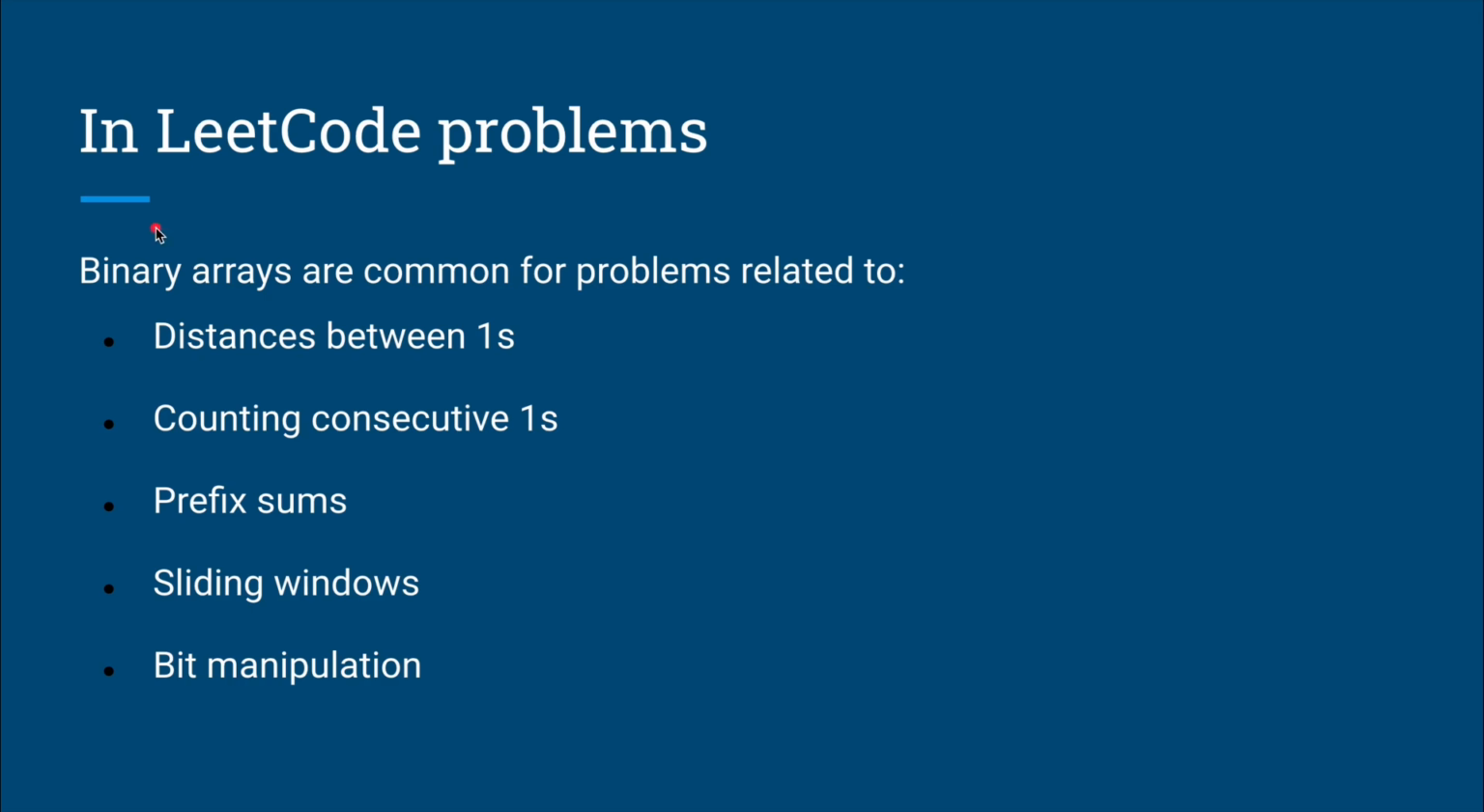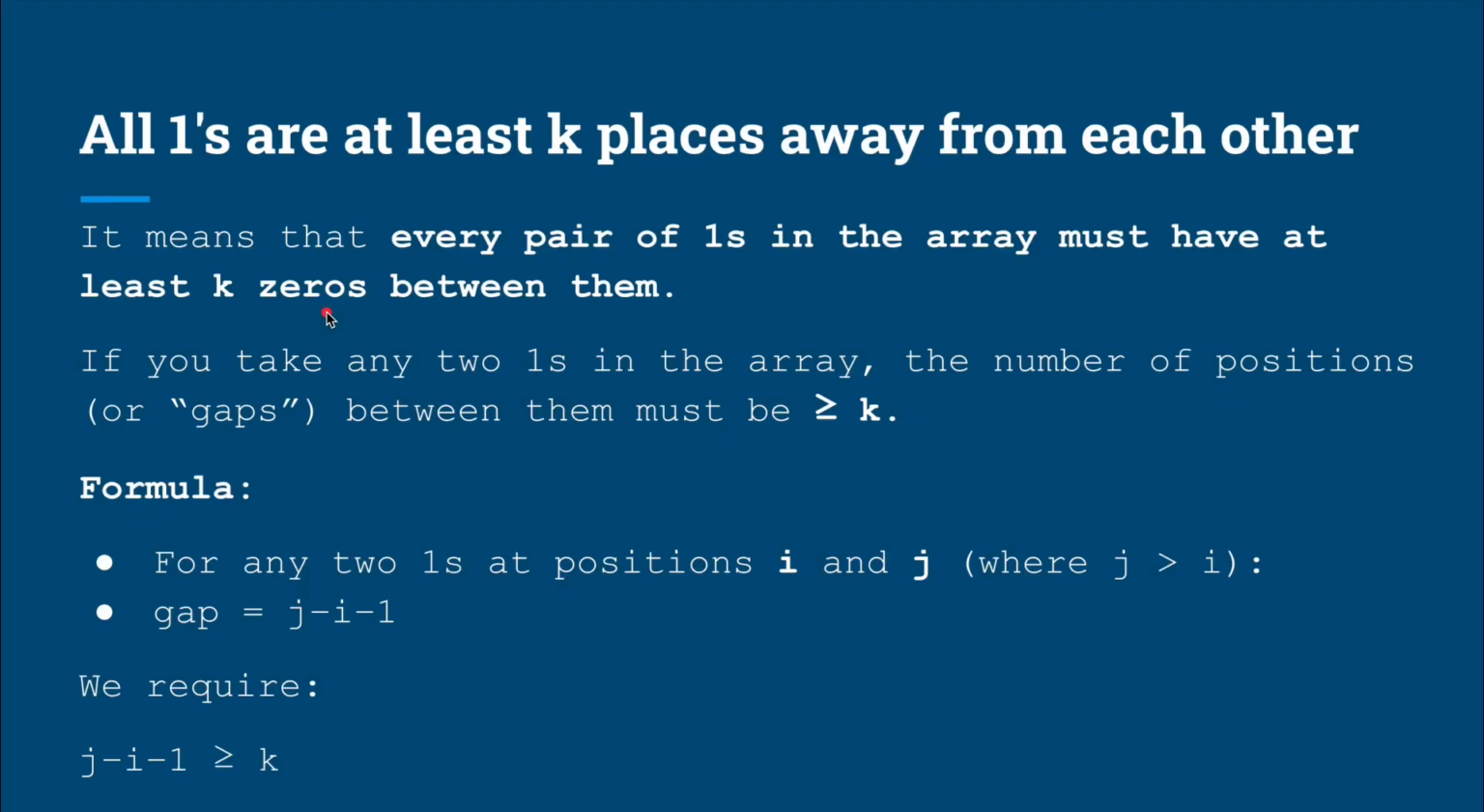Let's talk about the LeetCode problems. If you see a LeetCode problem, it contains some common problem types, which I'm going to discuss here first, right? So let's talk about the distance between 1s. If the question belongs to distance of 1s, counting consecutive 1s, prefix sum, sliding window, and bit manipulation, these things will contain the binary array. Okay, so once you understand the concept of binary array, you will be able to solve this type of problem. So it's very important to understand.